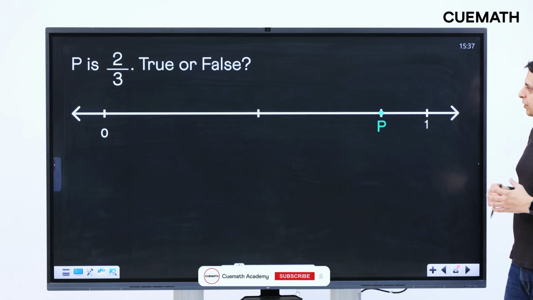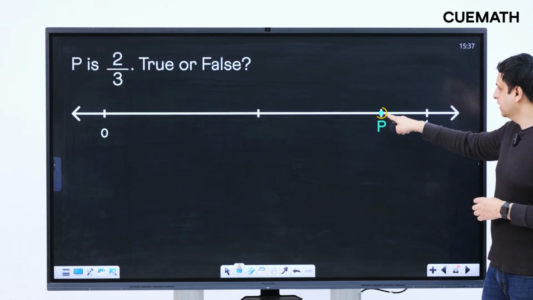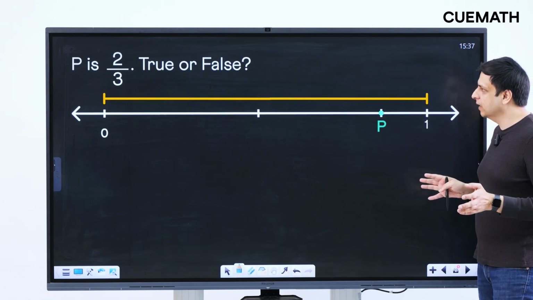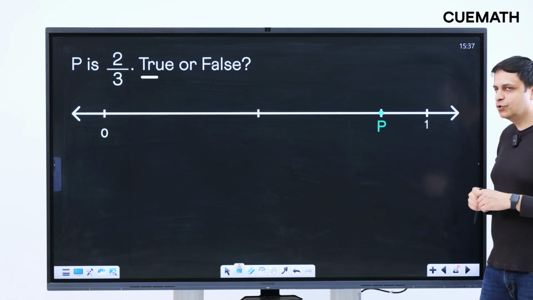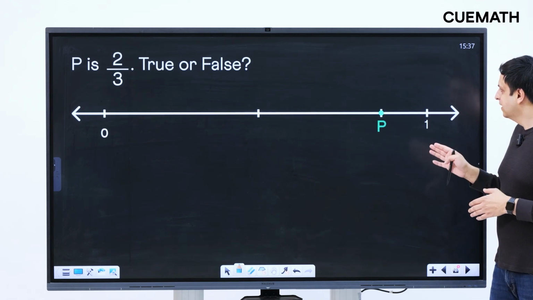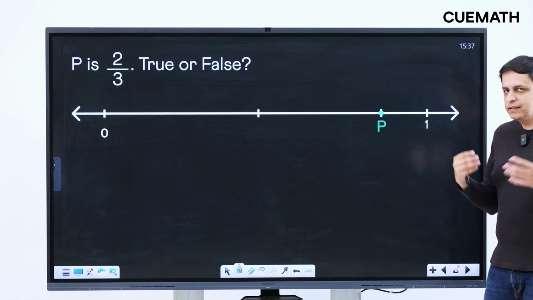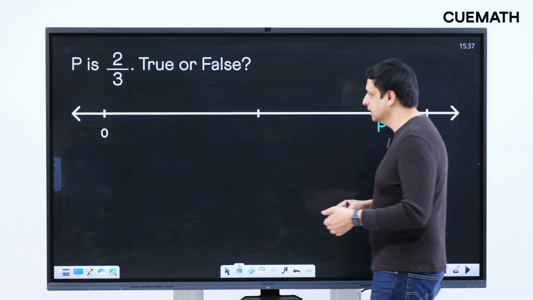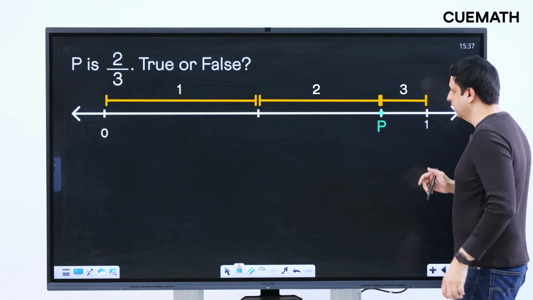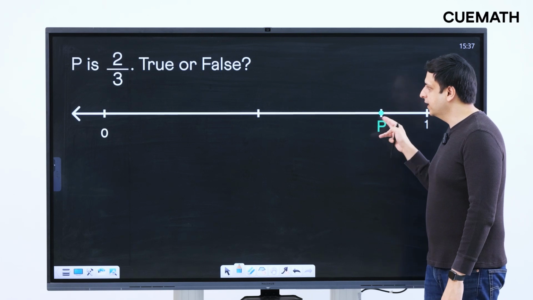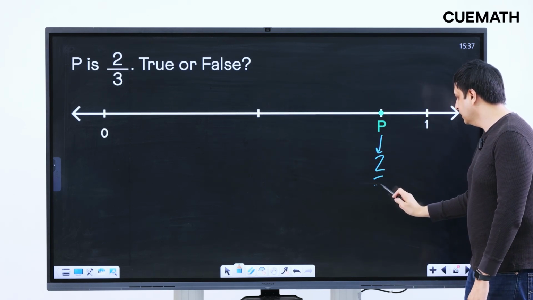Alright, question number 2 says we have this number line here and P is a point on the number line between 0 and 1, and it says P is 2 over 3, true or false. Well, you can see that the distance between 0 and 1 has been divided indeed into 3 parts. So we have one part here, we have one part here, we have one part here, and P, this point, is 2 parts away from 0. So should this be 2 over 3?